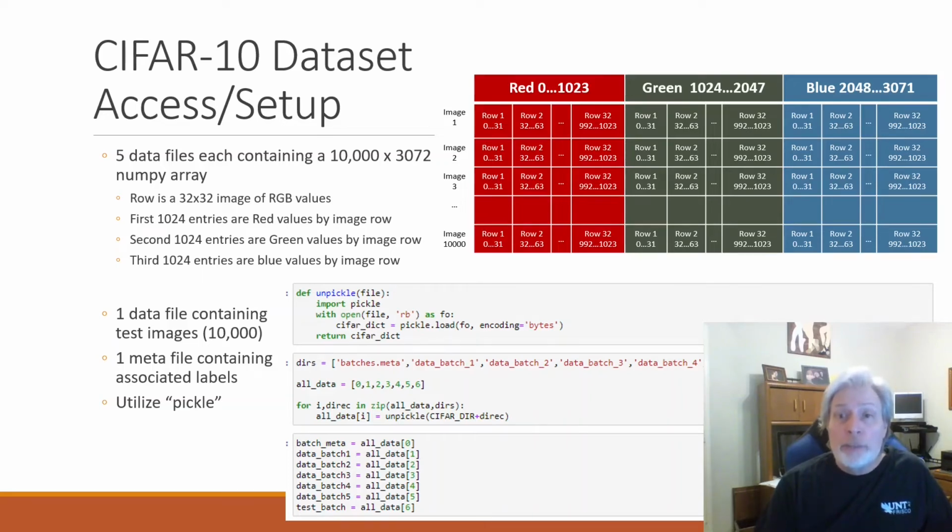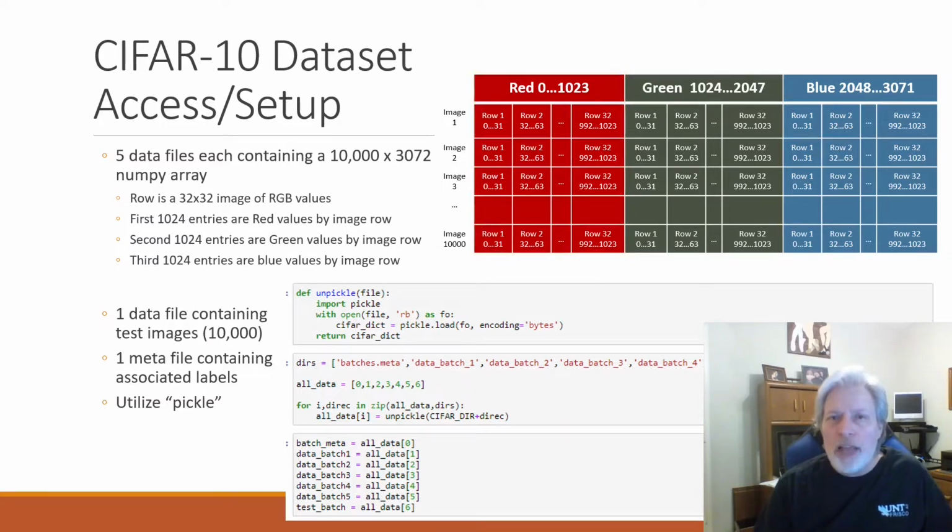Once uploaded, there were some predefined functions used to access the data. There were 5 data files, and each contained a NumPy array with 10,000 rows and 3,072 columns. Each row of the array represented a single 32 by 32 image in the form of red, green, and blue pixel values.